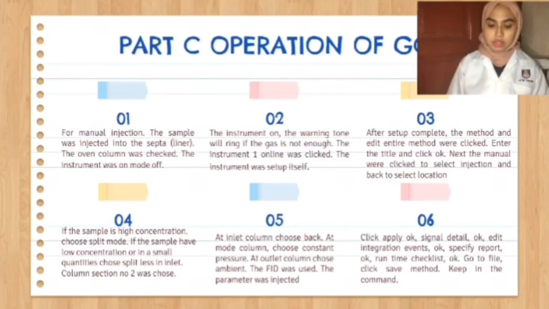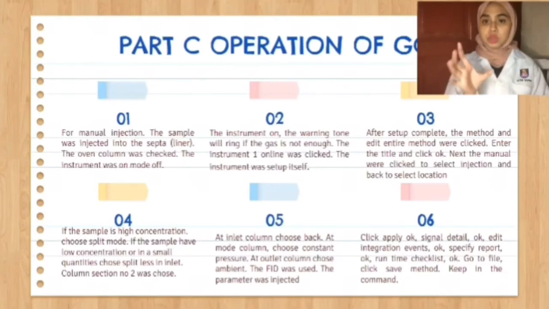So next, we have part C, which is operation of the GC. Firstly, for manual injection, the sample was injected into the septa liner. The oven column was checked. The instrument was in mode off. The instrument was switched on.